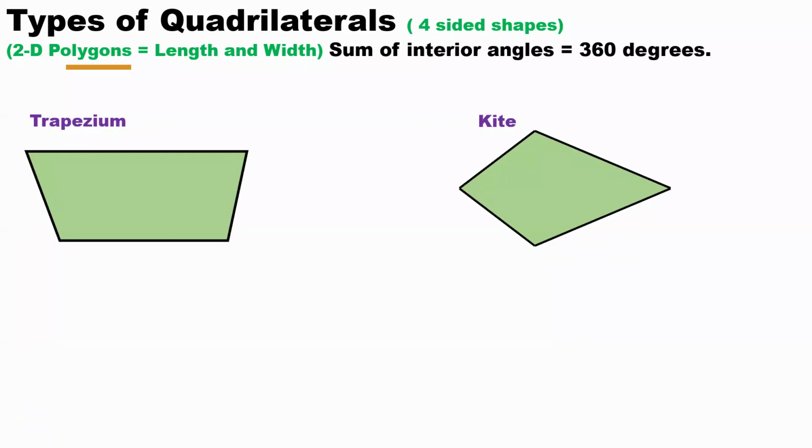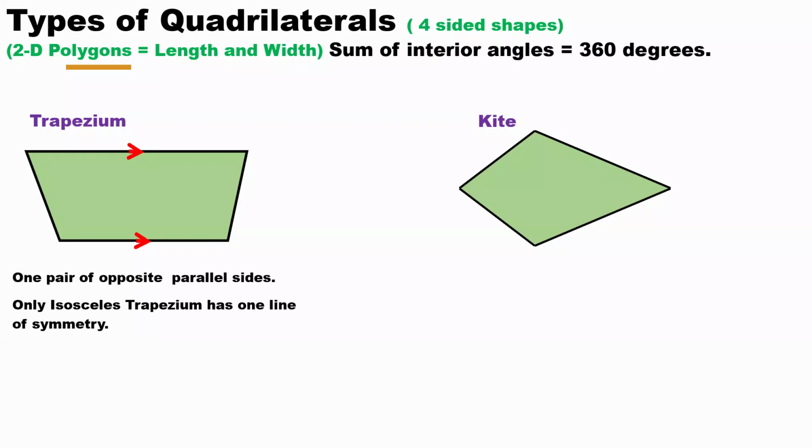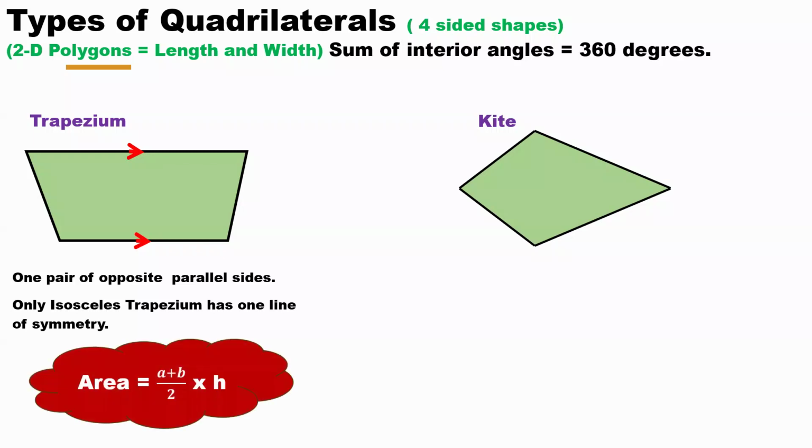The last two in the quadrilateral shapes are the trapezium and kite. The trapezium, one pair of opposite parallel sides. Only the isosceles trapezium has one line of symmetry, and the area for the trapezium is A plus B divided by 2 times H. A and B are normally the two parallel sides. You add them together, halve it, then you multiply it by the height.